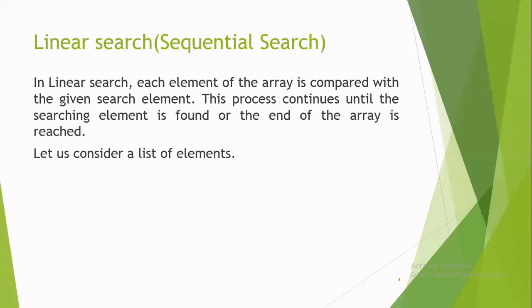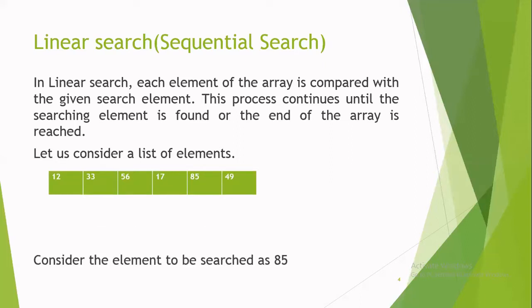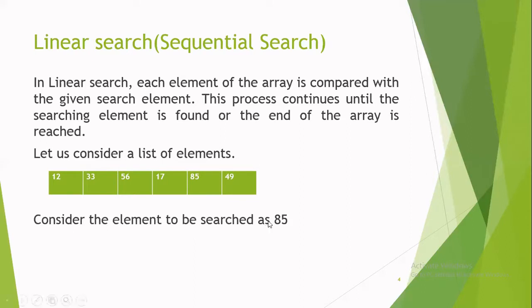Let us now discuss linear search with an example. Here I have considered a list with 6 elements: 12, 33, 56, 17, 85, and 49. Let me consider the search element as 85. To find the location of this element 85, we are going to compare this 85 with every element in this list in the linear searching technique. Firstly, we are going to compare the first element 12 with 85. They are not the same, hence we will compare the next element with the search element 85.